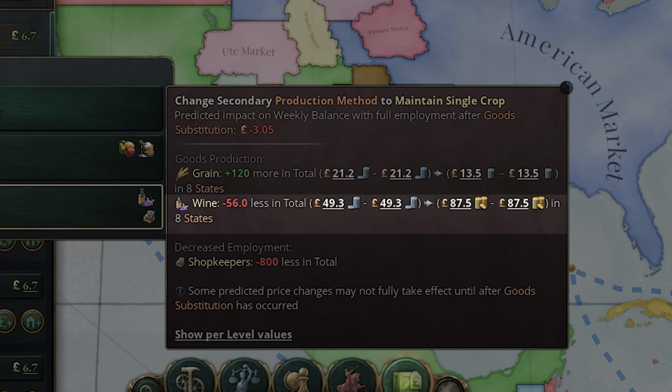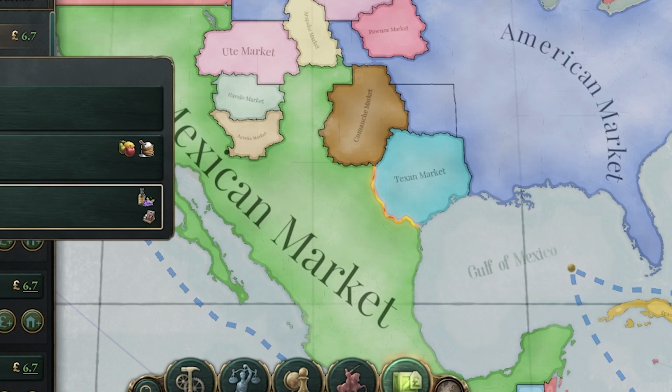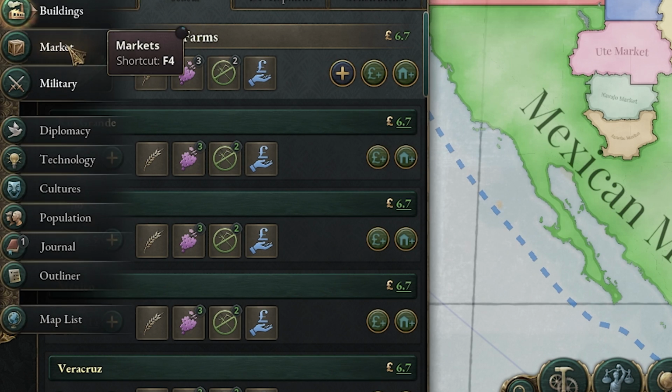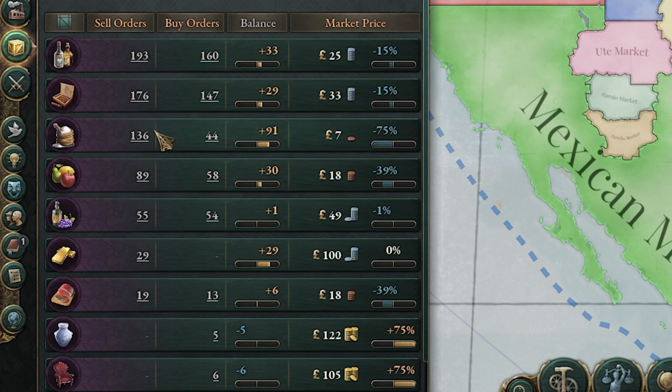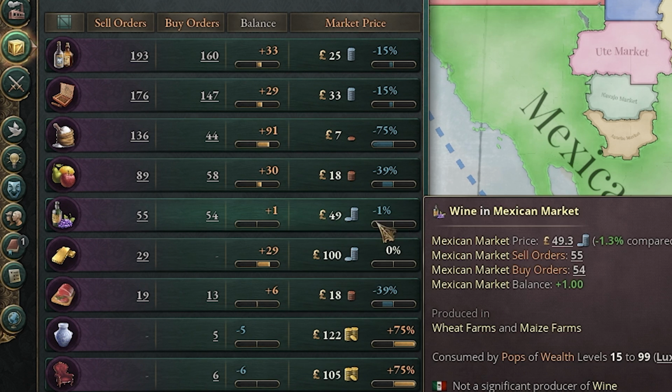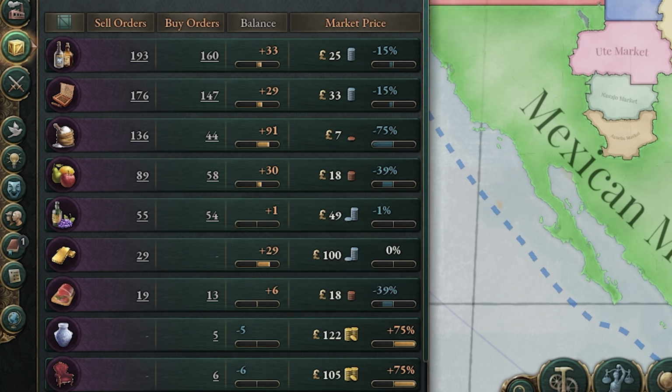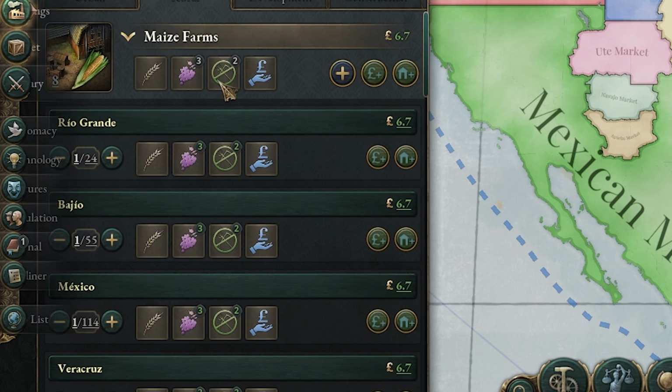What that'll do though is tank the wine market, right? It's minus 56. I don't think we want to do that. We could take a quick look at the market and we can see, yeah, right now wine's at a pretty good price, like right in the middle. But it's a luxury good, so we can make it a little bit more pricey. So it's not a huge deal if we convert this over.